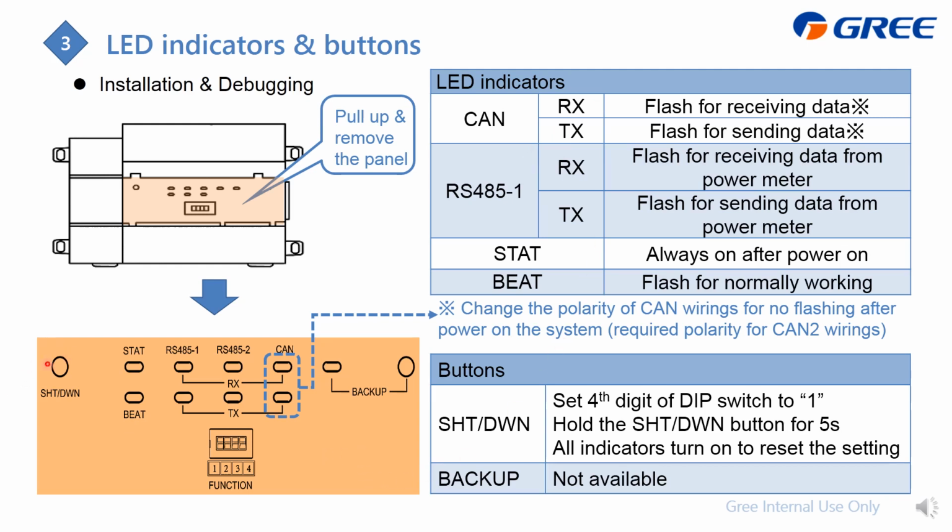As for this button, it is to set the reset setting. That means with this switch, you can reset to the factory setting, so if you had set something wrong, we just need to reset it. Just follow this, it is okay. And here is the backup, it is not available. And this STAT, after power on, it should be always on. And this BEAT, if the gateway operates normally, it should flash.